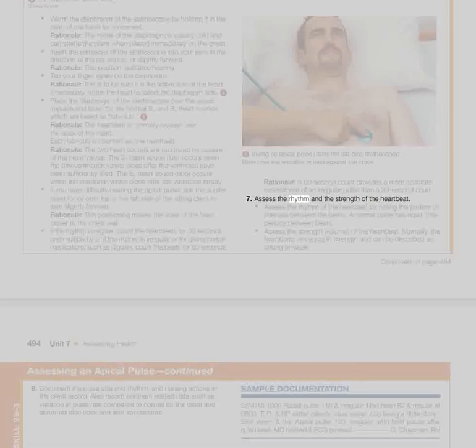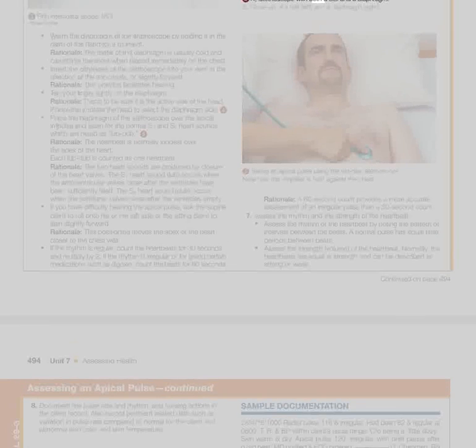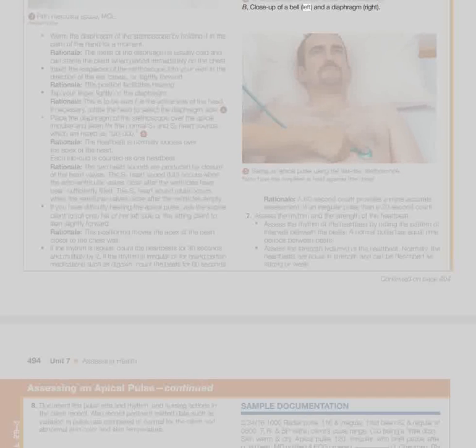7. Assess the rhythm and the strength of the heartbeat. Assess the rhythm of the heartbeat by noting the pattern of intervals between the beats. A normal pulse has equal time periods between beats. Assess the strength, volume, of the heartbeat. Normally, the heartbeats are equal in strength and can be described as strong or weak. A. Stethoscope with both a bell and a diaphragm. B. Close-up of a bell, left, and a diaphragm, right.